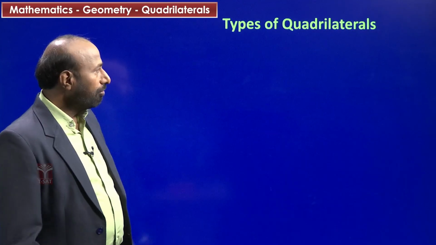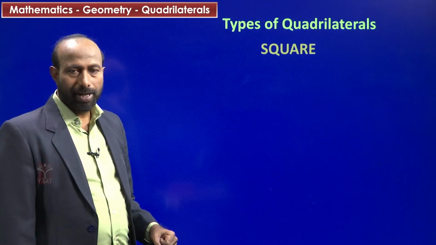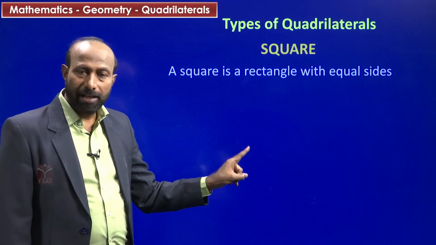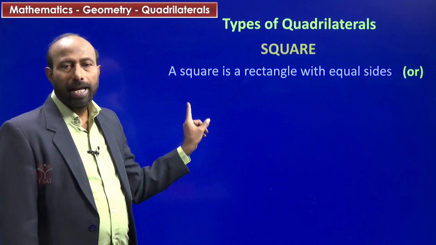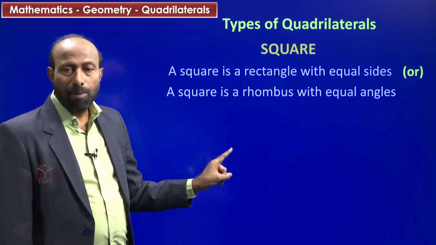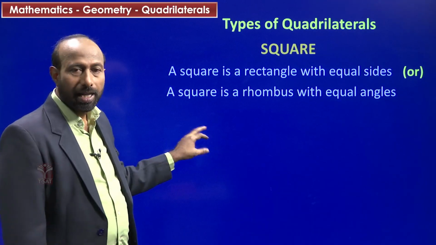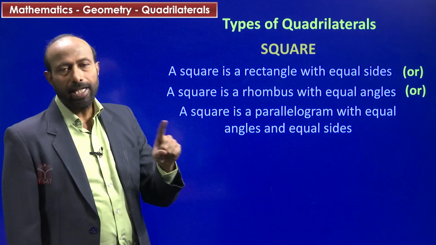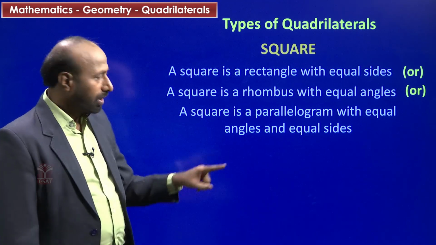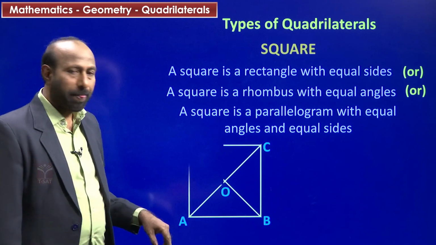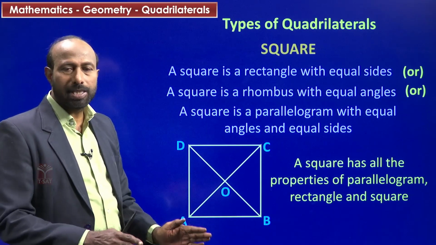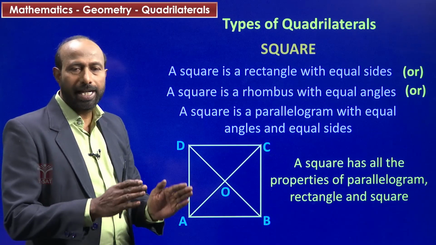Next, one more type of quadrilateral is the square. A square is a rectangle with equal sides, or a square is a rhombus with equal angles, or a square is a parallelogram with equal sides and equal angles. So, look here, we have square ABCD. A square has all the properties of a parallelogram, rectangle and rhombus.